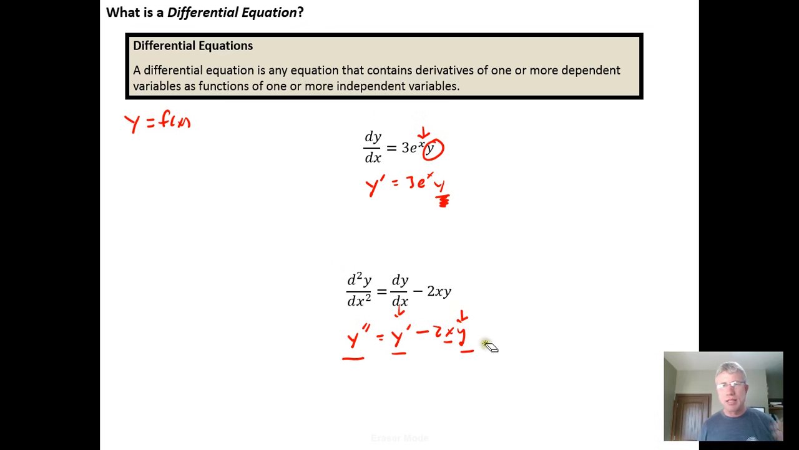And again, the idea is in a differential equations course, you're going to be given a differential equation like this or like this, and our job is going to be to develop techniques to figure out what the function y is that is a solution to the given differential equation.